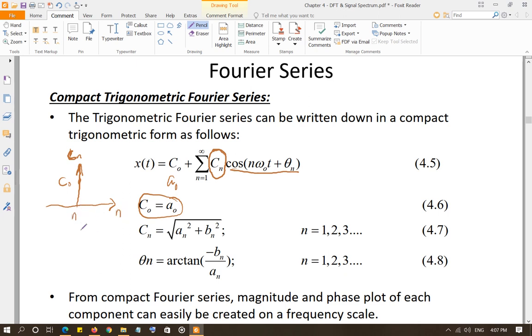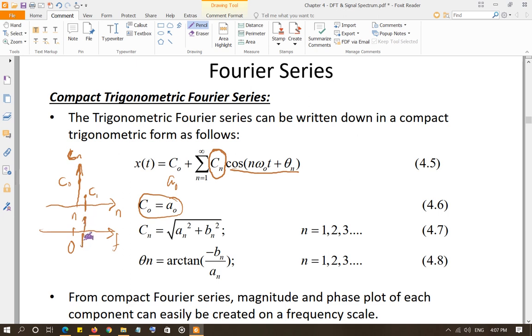So that's it, this is n, and I can go omega naught or f. n is equal to 0, or frequency is equal to 0, that's the DC component or average value. Then you have n is equal to 1, which is C1. Let's say this is C1, and C1 is at frequency omega naught, the fundamental frequency, or f naught, whatever, right?